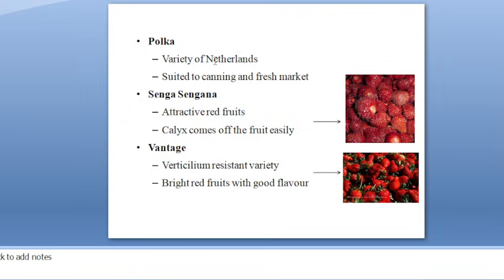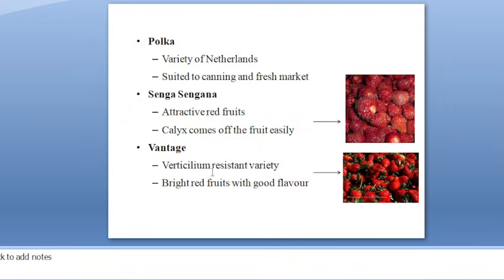Polka is a famous variety in the Netherlands. It is well suited for canning purpose. The fruits or vegetables suitable for canning should have good quality parameters, like good TSS as well as good acidity. That kind of varieties we can use for canning. So this is Polka. Next is Senga Sengana. It has attractive red fruits, and whenever we are harvesting, we can easily harvest.